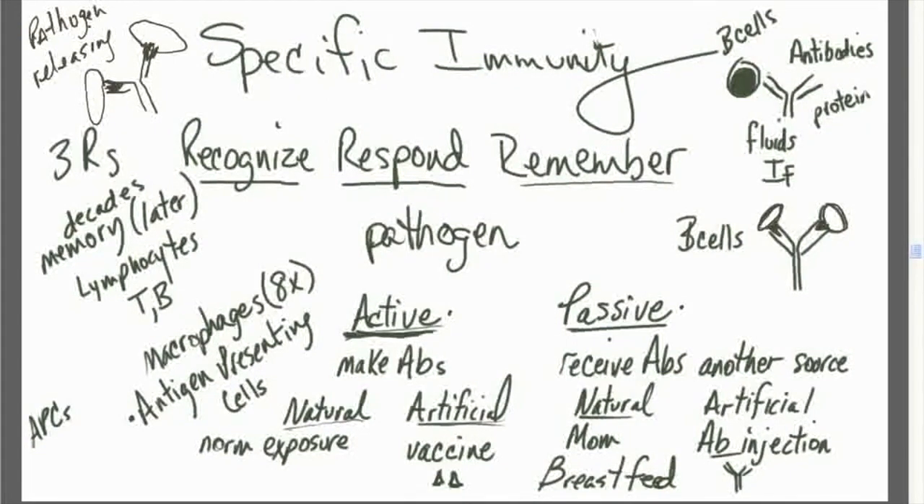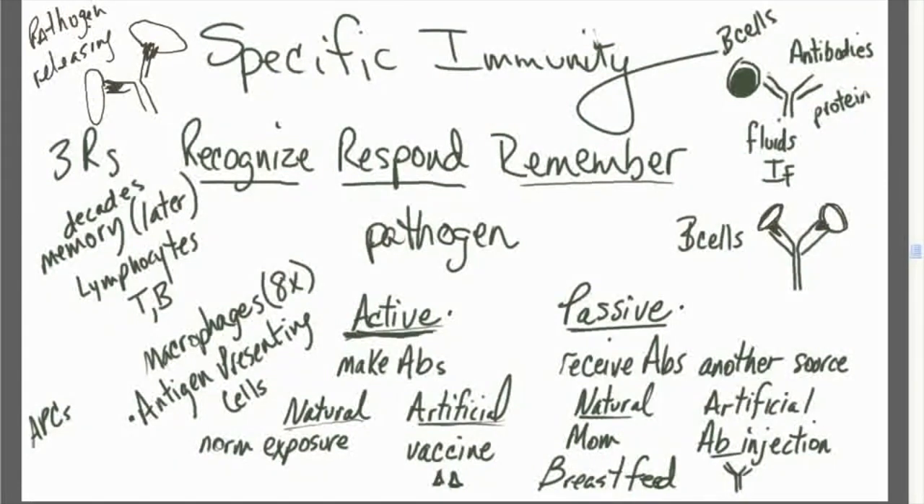Okay, if active is when you're making antibodies, what would passive be? You're not making them. You are receiving them from another source. This is when you receive antibodies from another source. That's a little different, because of the name, it would sound like that's it, but it's really not.